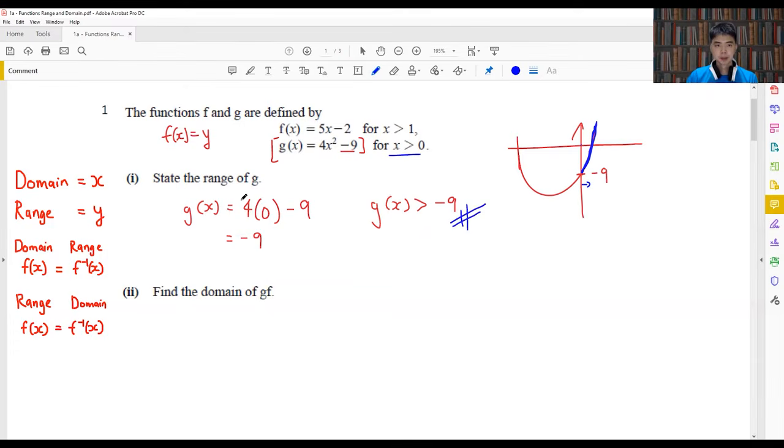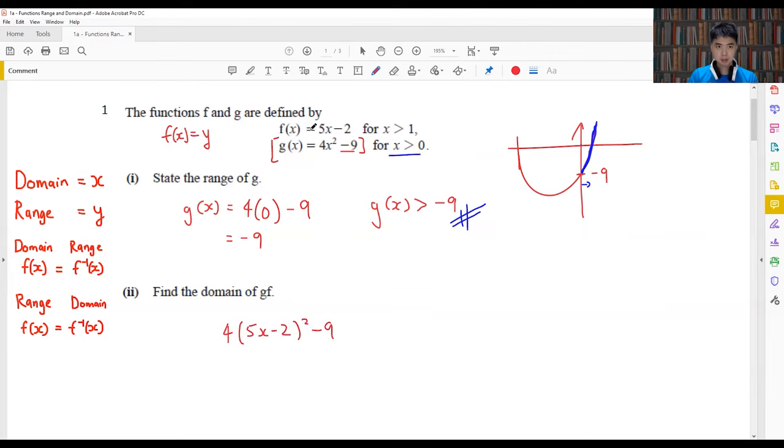The second part of the question asks us to find the domain of gf. So we know that gf is a compound function. Now, the trick is that when they are compounded together, the domain carries over. If you notice, for gf, it's simply putting f into g, which means your function would be (5x - 2) squared minus 9.